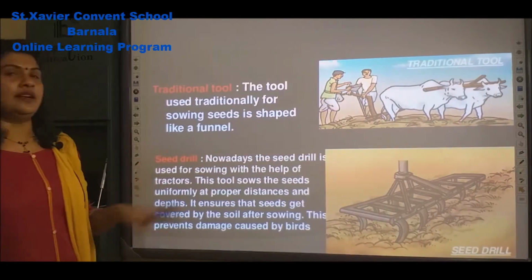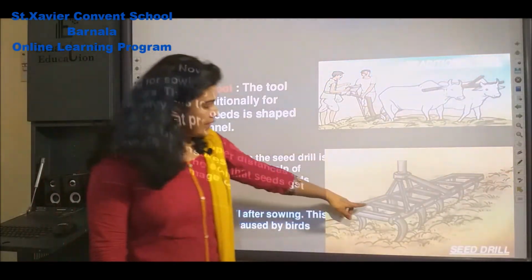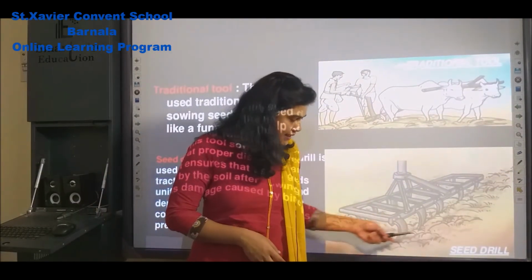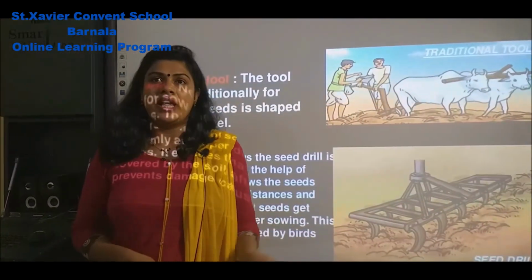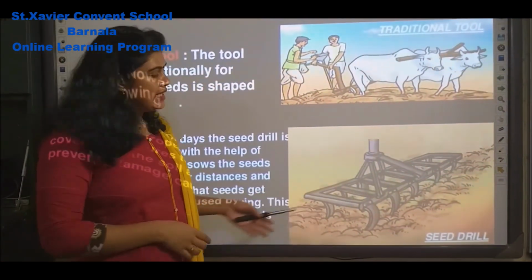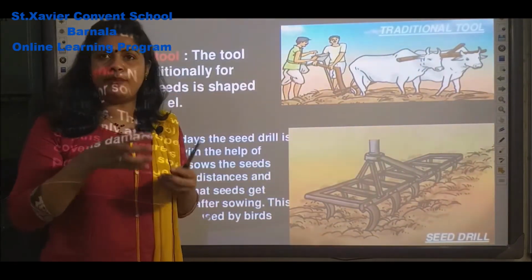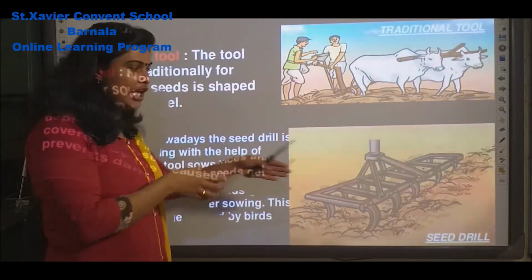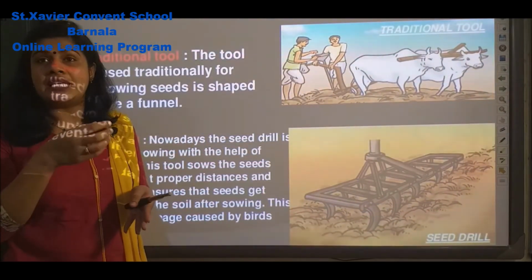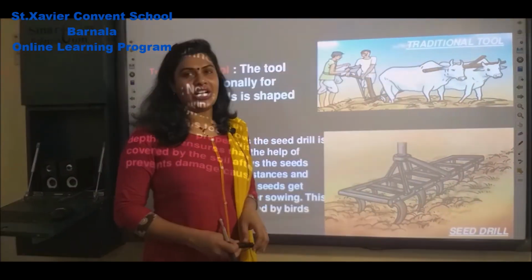Next, the seed drill. Nowadays we are using the seed drill. In this figure you can see a seed drill. It is used for sowing seeds with the help of tractors. The main advantage of the seed drill is that we can place the seeds at equal distance and depth, and it also ensures the seeds get covered by the soil. This protects the seeds from attack by birds.